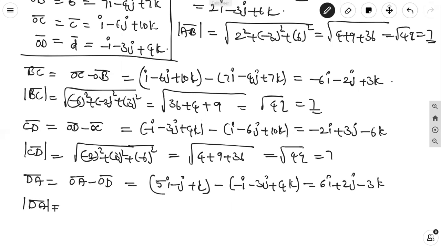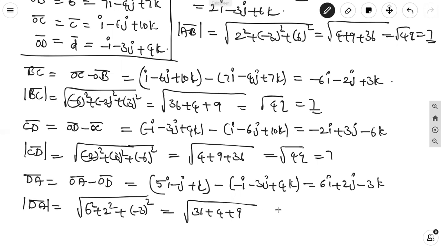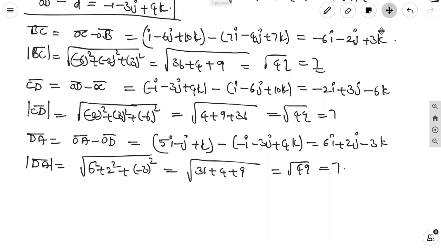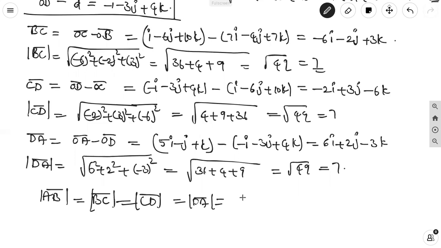Magnitude of DA, that is nothing but the length of vector DA, is the square root of 6 squared plus 2 squared plus minus 3 whole squared. That is equal to the square root of 36 plus 4 plus 9, equal to root 49, which is equal to 7. Here all sides are equal. We are getting the modulus of AB, BC, CD and DA, all lengths equal to 7.